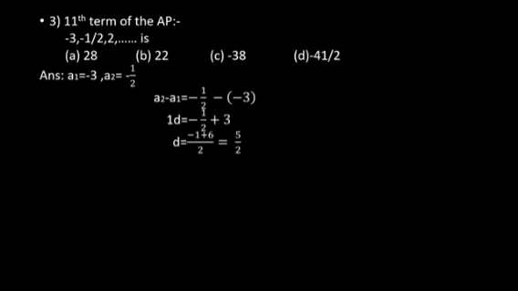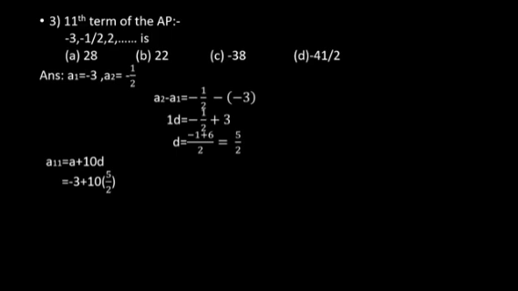Now we need to find the 11th term. We have A, we have d, so we can easily find it. For the 11th term, A11 is equal to A plus 10d. A value we have and d value we have. We will substitute it. A is minus 3 plus 10 bracket, d value is 5 by 2.